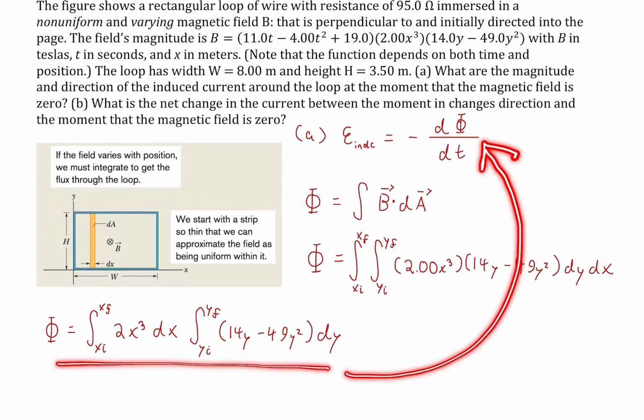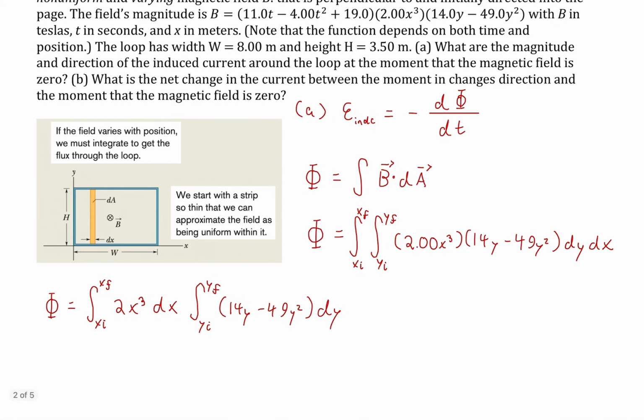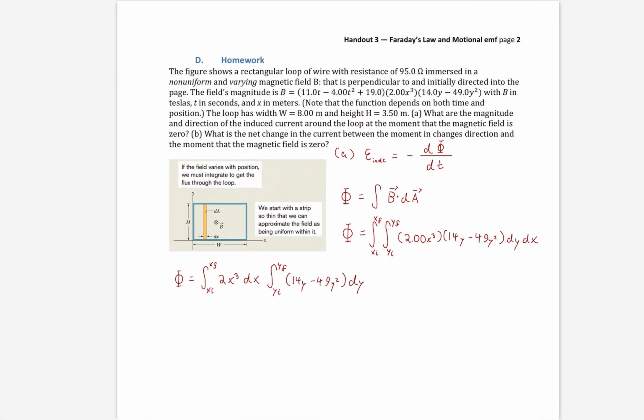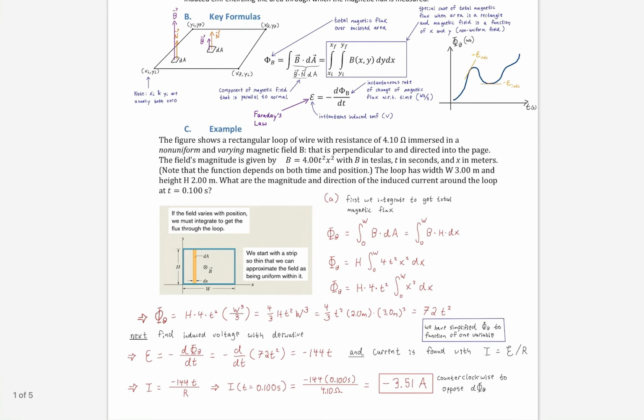And then you're just going to take its derivative, that final function of time, with respect to time. And the negative of that, which relates to Lenz's law, is going to give you your induced EMF, which you'll use Ohm's law to get your induced current. Okay? So hopefully that all makes sense, and the last step, by the way, involving the derivative, is the same as it is in the example that was solved in class.